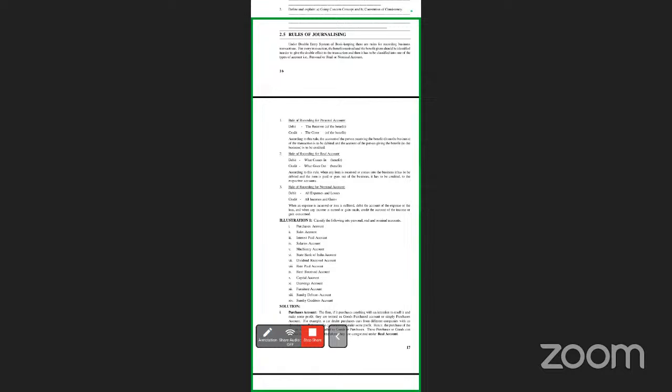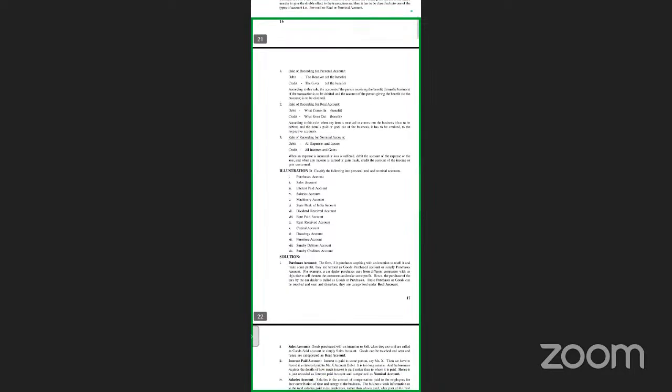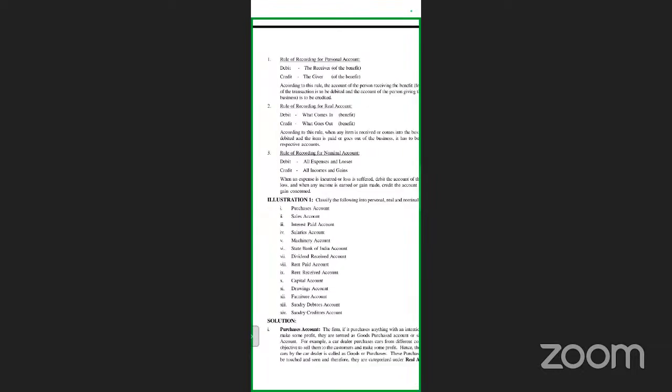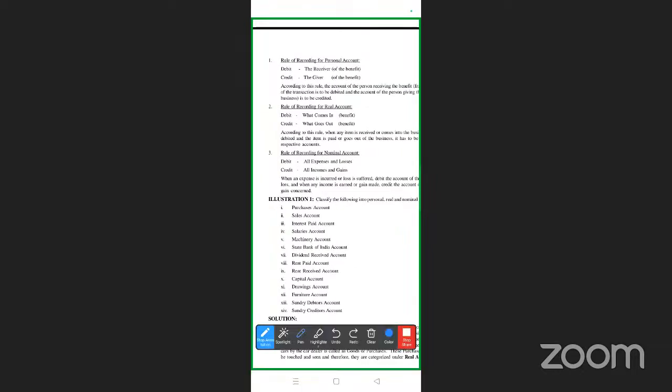Now, we can look at the rules of journalizing they have given us. The same rules I discussed just now have been displayed here. Rules of personal account: debit the receiver, credit the giver. Real account rule: debit what comes in, credit what goes out. And nominal account rule: debit all expenses and losses, credit all incomes and gains. Now let's look at one example so that you will understand how to write this.